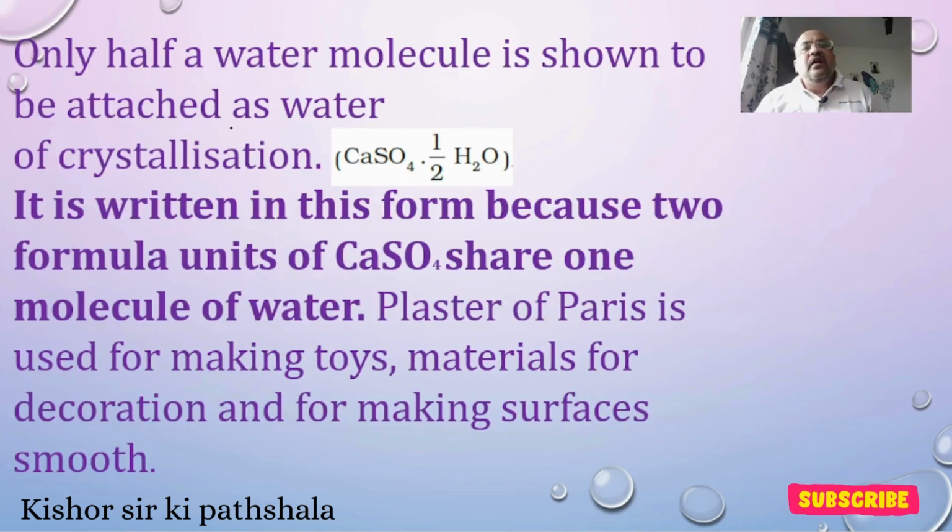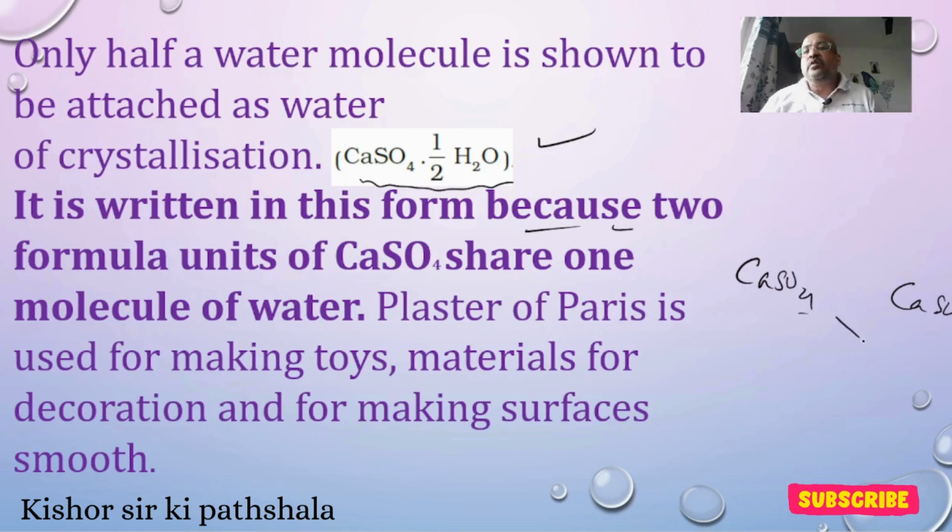Only half a water molecule is shown as attached as water of crystallization. Here you see hemihydrate; half a molecule is shown. Is it possible that half a molecule is attached? No. It is written in this form because two formula units of calcium sulfate share one molecule of water.